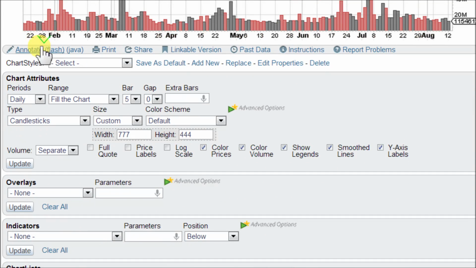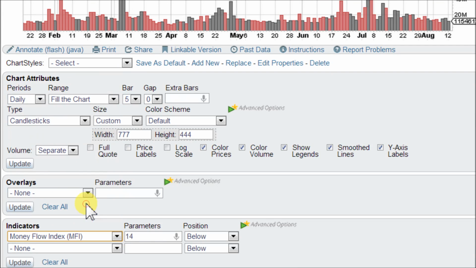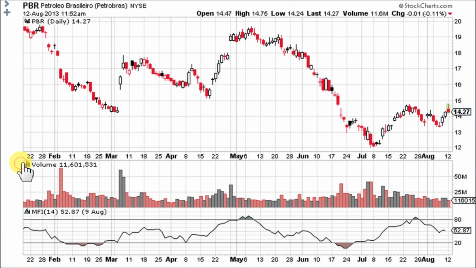If you scroll down into the chart attributes area, down here at the bottom, click on indicators, scroll down just a little. There is the Money Flow Index, MFI. The standard parameter is a period of 14. You can adjust this either faster or slower to suit your individual trading style. Go ahead and click update.